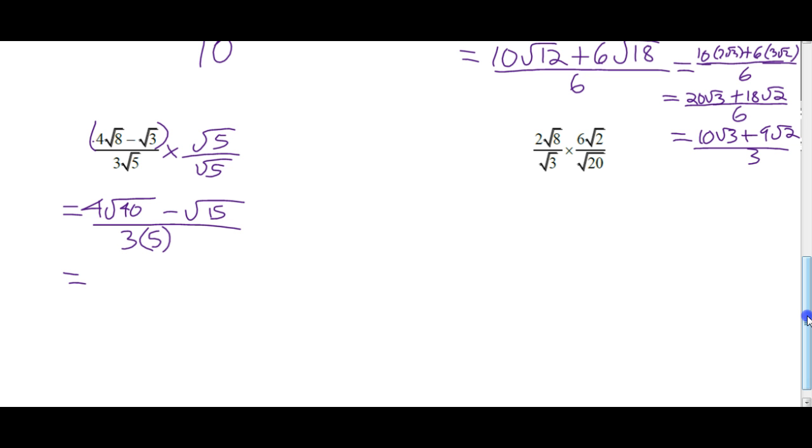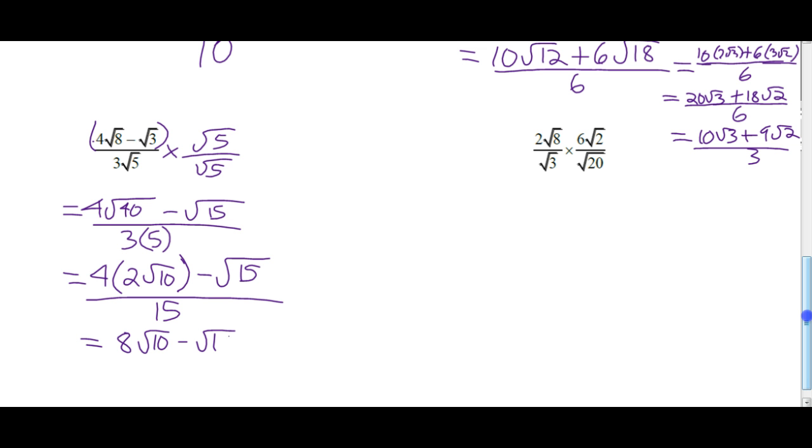Okay, root 40 is 2 root 10. Root 15 is root 15, right? It doesn't simplify, right? There's no perfect square that goes into 15. So, okay, we got 8 root 10. Is there a number that goes into 8, 15, and what number is in front here? 1. So no, right? That's a 1, so we're done.